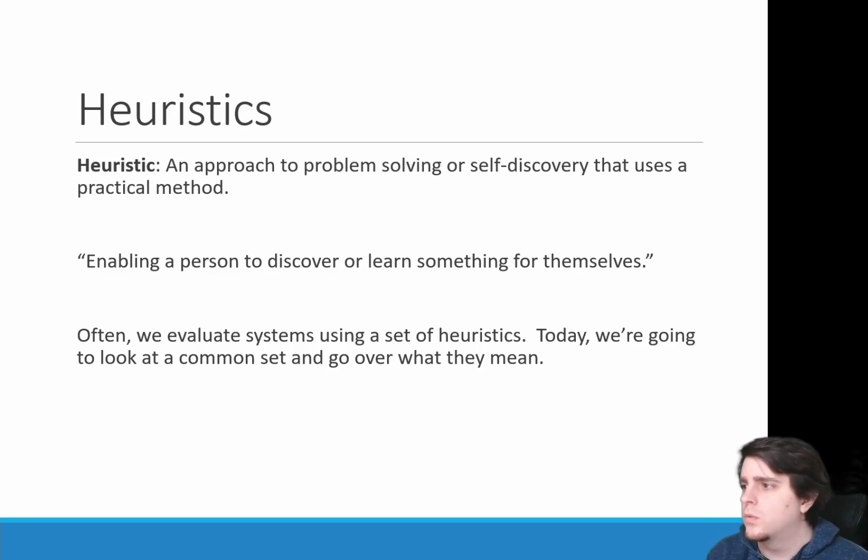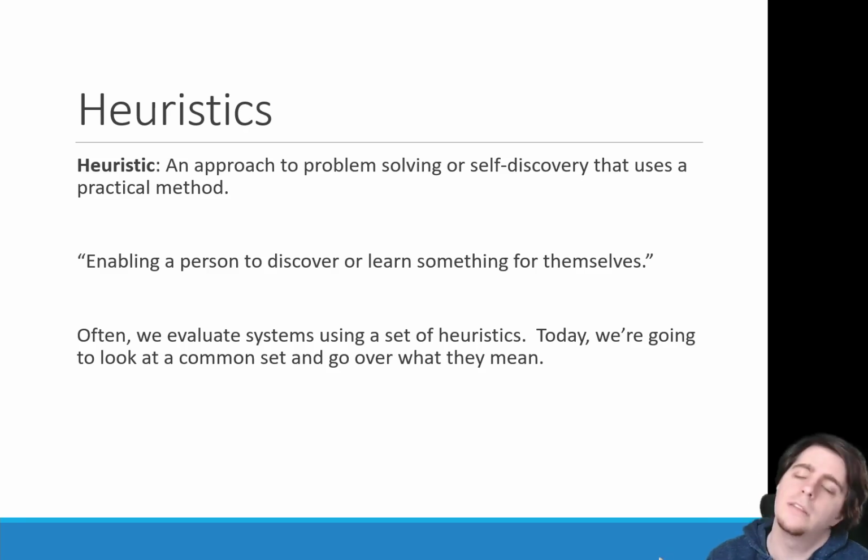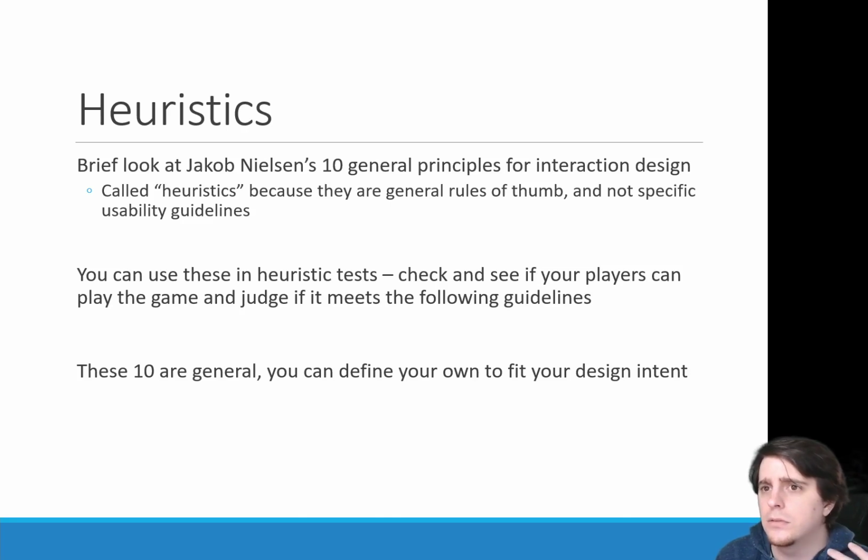And why we care about heuristics and why they fit in this week specifically is that when we're looking at how systems work and how users or players are interacting with systems, we often evaluate systems using a set of heuristics. And so what I want to do in this video for the scope of the lecture this week is just look at a common set of heuristics and go over what those mean. So this set is Nielsen's heuristics.